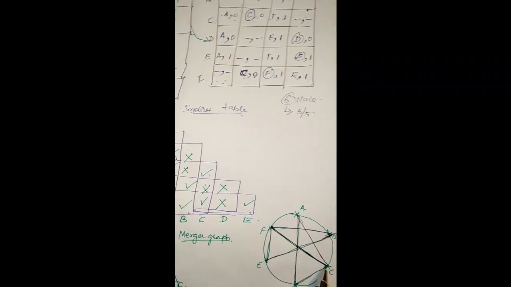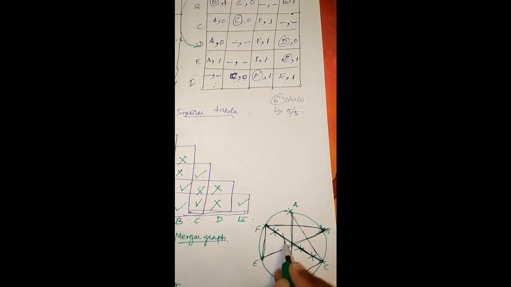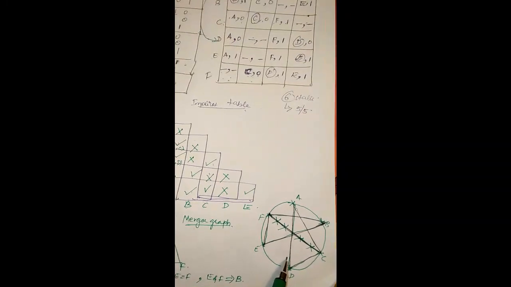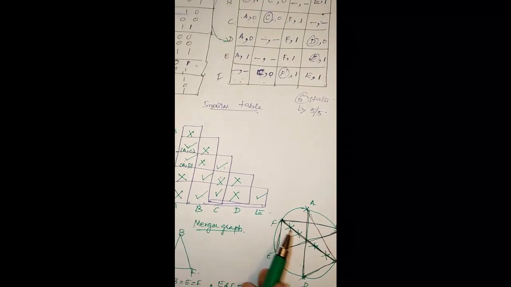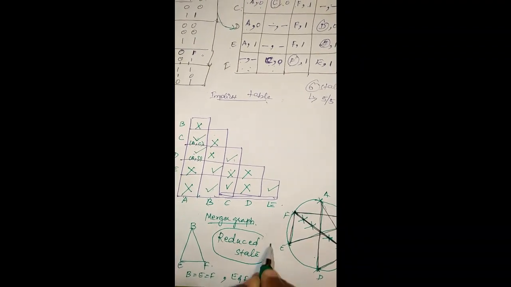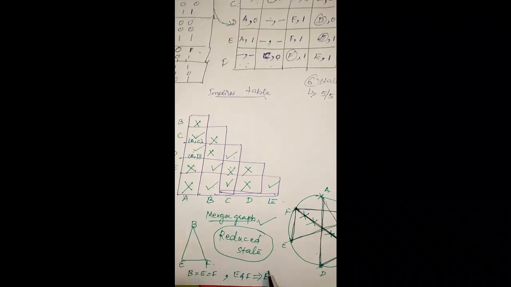Now if you consider the line EC, this does not play a major role, because it is not going to be a part of my triangle. It does not contribute to any closed path, so I can eliminate this particular line. By eliminating it, I get a reduced state. This is one of the major advantages of a merger graph, and that is why the merger graph is used.